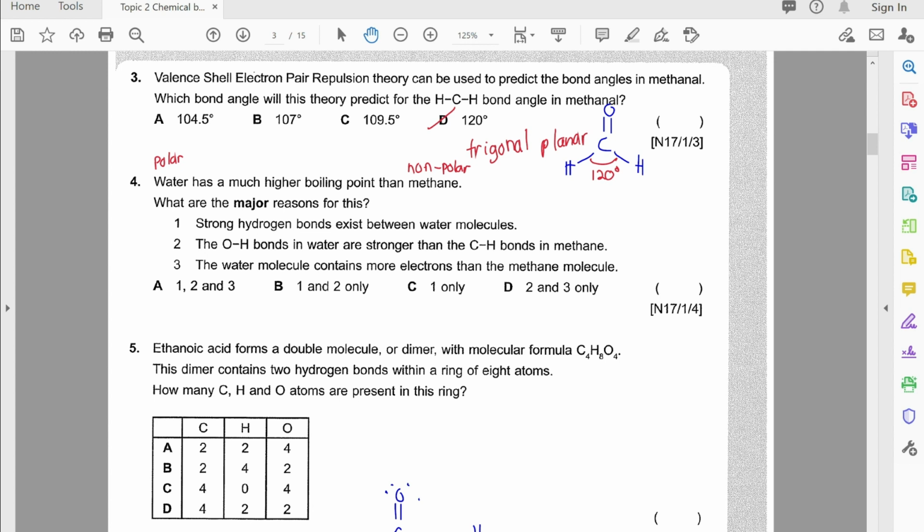In water, the difference in electronegativity between oxygen and hydrogen is so great that the intermolecular force is no longer called dipole-dipole, but the hydrogen bond. So strong hydrogen bonds exist. And 2 is wrong because when we boil substances, we do not break the actual covalent bonds, we just overcome the intermolecular force. So number 1 only. Answer is C.